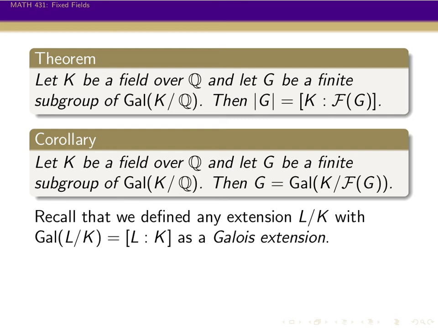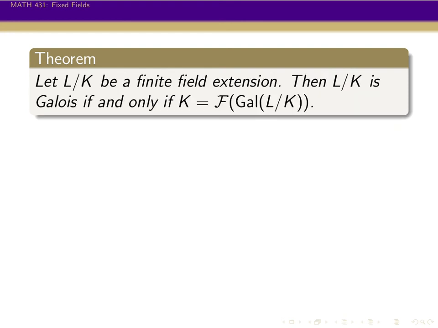Now recall that in the last video, this is a special situation, to have the order of the Galois group equal to the degree of the extension. And we said that if that is true, then this is what we're going to call a Galois extension. So this leads us to the final theorem for this video, which will have a much shorter proof than the last one.